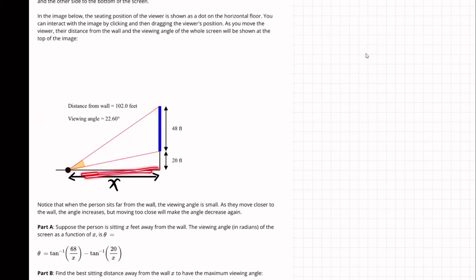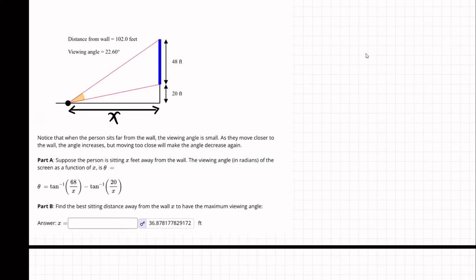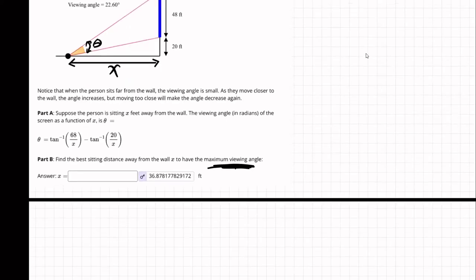What's the best position x so that we can maximize our viewing angle? This is our viewing angle, theta, right there, how much we can see of the screen. I want to make that as big as possible. Anyway, we did the setup on another problem, and there's the formula for the viewing angle theta in terms of x, how far back from the wall you're sitting. So now we just want to maximize that.